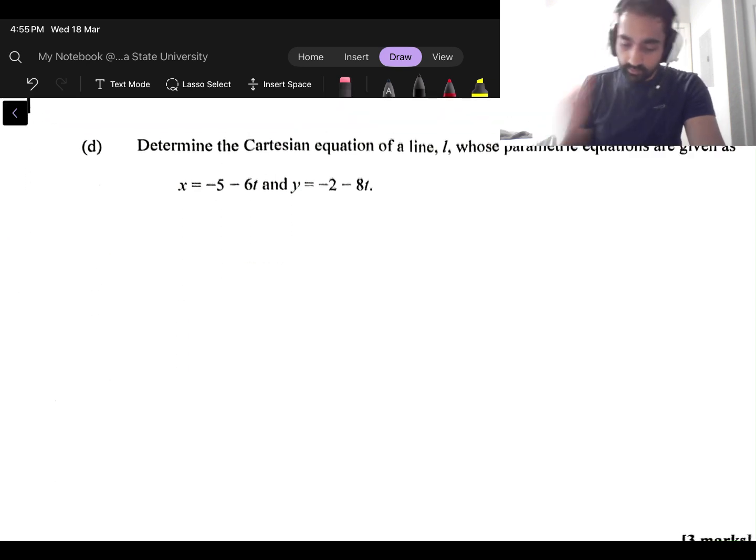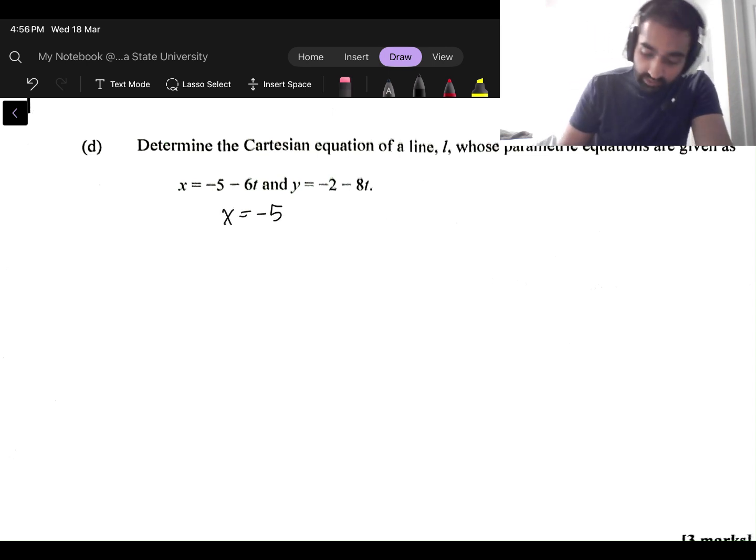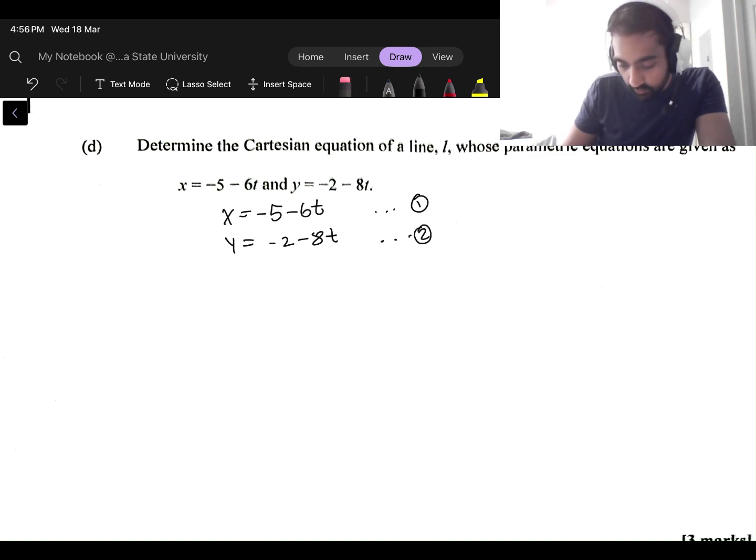Okay. Part D now is to determine the Cartesian equation of a line whose parametric equations are given by x equals minus 5 minus 6t and y is equal to minus 2 minus 8t. So the Cartesian equation means you want x in terms of y or y in terms of x. So what I'm going to do is eliminate t from these equations. Let's say this is 1 and this is 2.